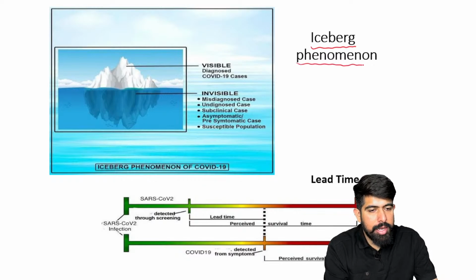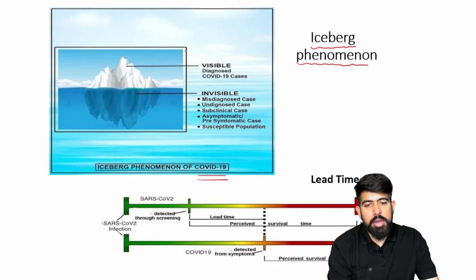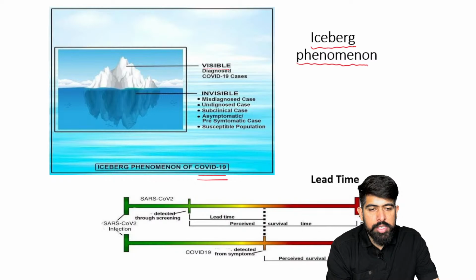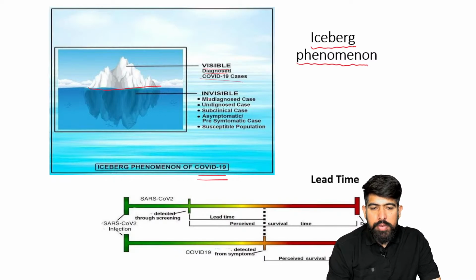By the iceberg phenomenon, you can see this is the iceberg phenomenon of COVID-19. Whatever is visible at the tip of this iceberg, these are all the visible and diagnosed cases of COVID-19, and what is under the water level of this iceberg are the invisible cases.